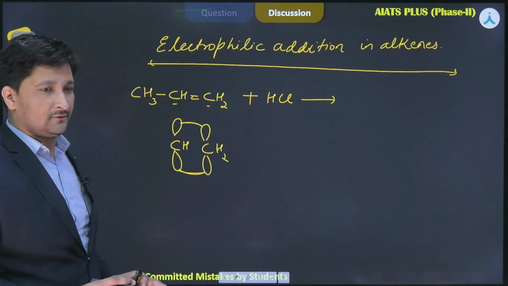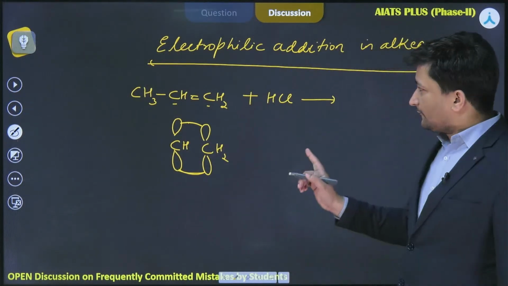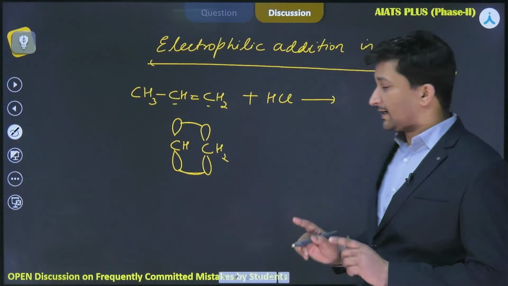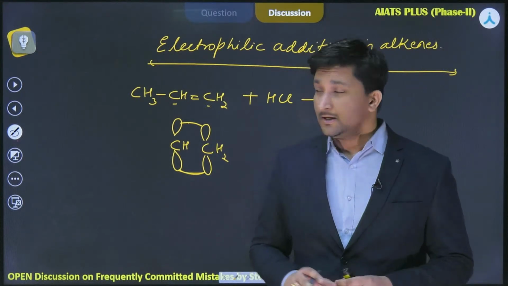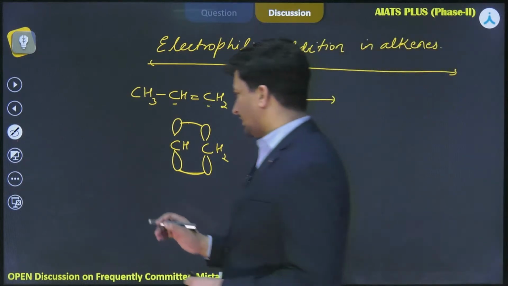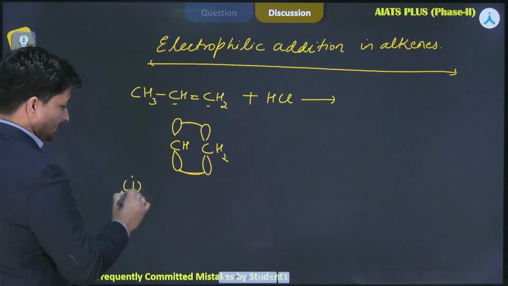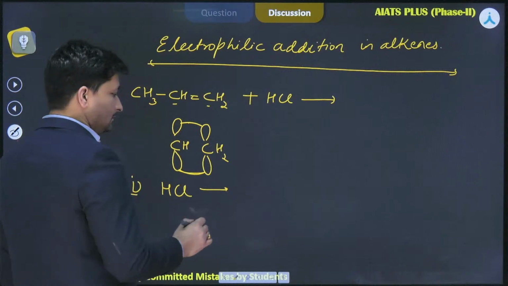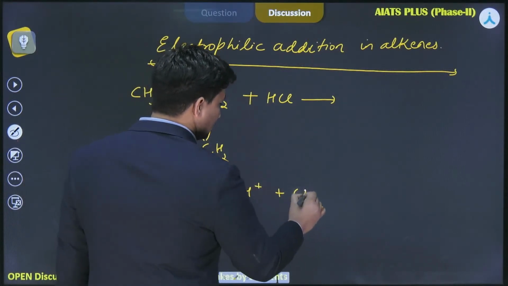Yes, we are going to discuss all those things in detail. Don't worry about that. The first important step is generation of an electrophile. Electrophiles are basically positively charged species or electron deficient species. So HCl will produce an electrophile. How will an electrophile be produced here? First step is HCl dissociates to give H+ and Cl-.